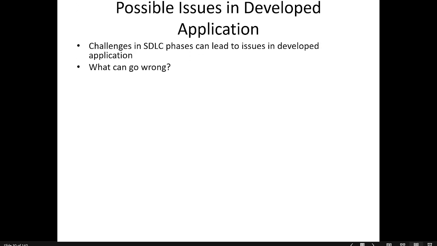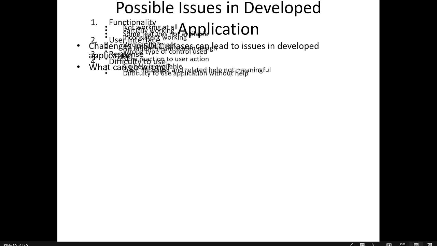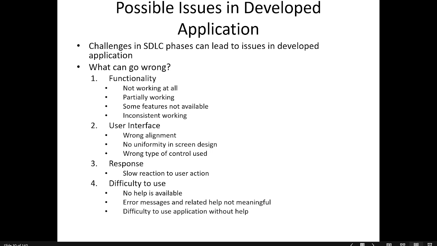Now, we talked about these particular phases, what could be the challenges, what could happen. Then what could be the possible issues in the developed application if such challenges arise and we do not deal with them correctly, or there is no mechanism at our end to deal with these challenges? What will happen? Let's understand. Challenges in SDLC phases can lead to issues in the developed application. What can go wrong? Functionality-wise, not working at all, partially working, some features not available, inconsistent working. If any of these things happens, we call it a problem functionally.